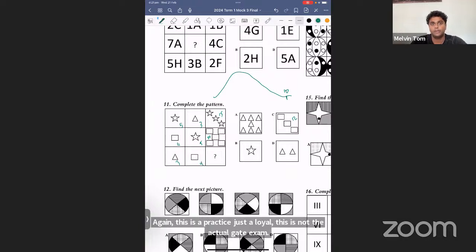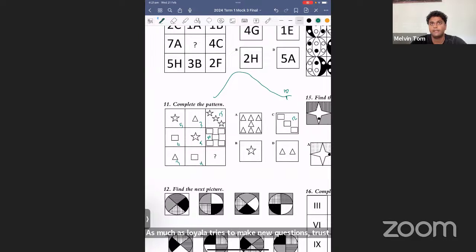As much as Loyola tries to make new questions, tries to update our booklets and everything, Loyola is not a perfect correlation of the GATE exam, because what if this year the GATE program makes a whole new exam? What if they completely change things up? So again, there's no point in you thinking, oh, I'm in the top 10, I don't need to study anymore, I'm doing really well. And you go in and then you don't do so well.